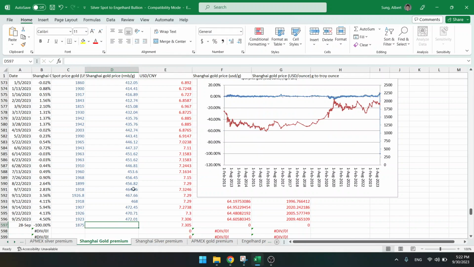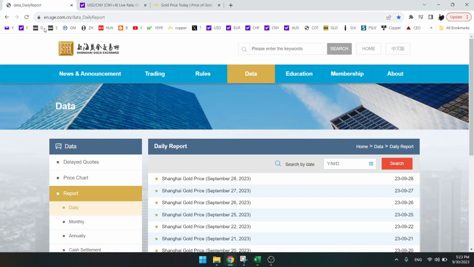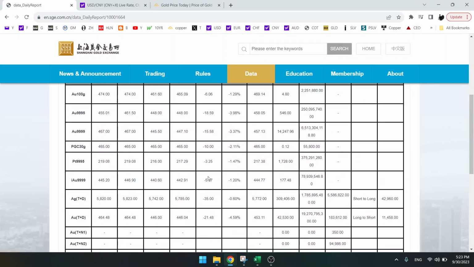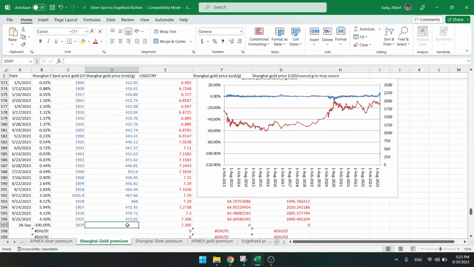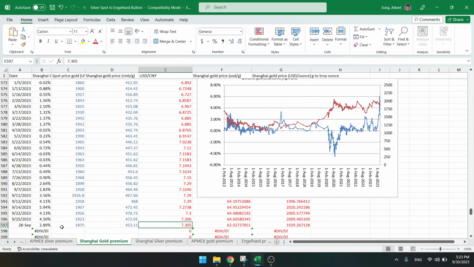We also need, of course, the Shanghai gold price at that time, and you can find that in the daily reports of the Shanghai Gold Exchange, September 28th. And you are going to look for the gold T plus D, which is 453.11. And you immediately get your premium, which is 3%.